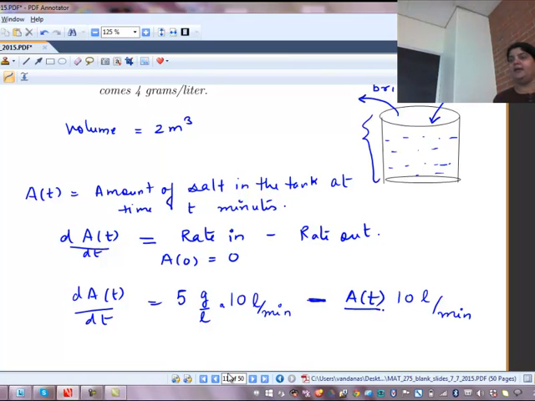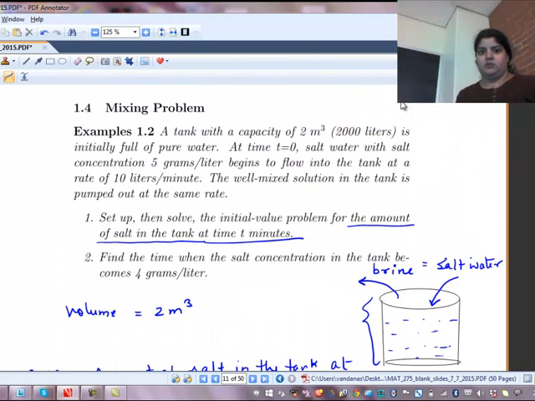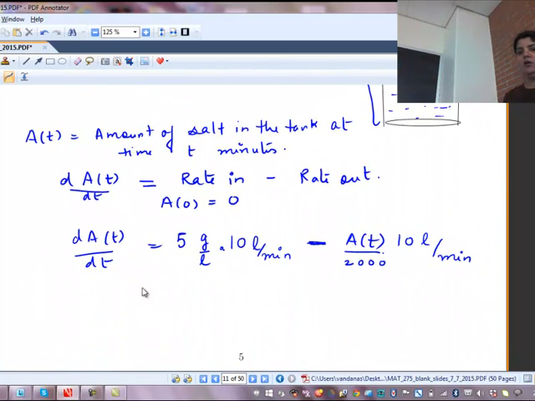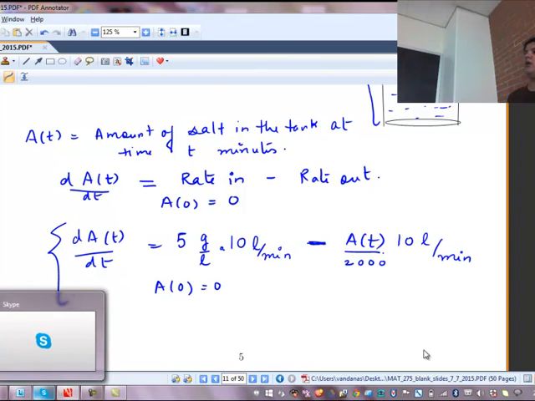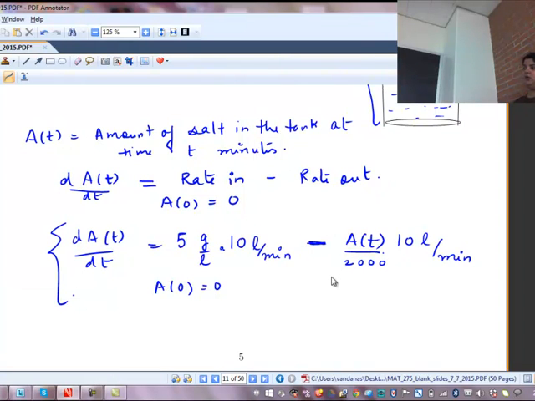A(t) divided by volume, and I think I should keep consistent with the notation, 2000 liters. It was 2 meters cube, and 2000 liters, right? So keeping all this up here, we have now set up the initial value problem, basically modeling a mixing problem and setting up an initial value problem for that. Okay, so this is the initial value problem. Now part A is done. Part B, we have to solve this problem.